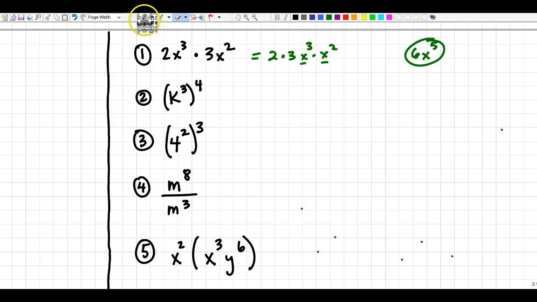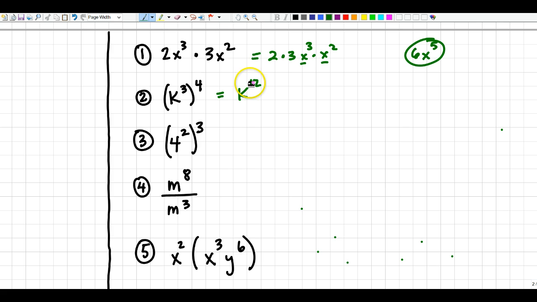Let's try the next one. This time, we've got a base being raised to 2 powers. So this is different from what we did on the previous question. The k is being raised to a 3 and to a 4. So this time I want to multiply the two powers together. So I'm going to say k to the 12.